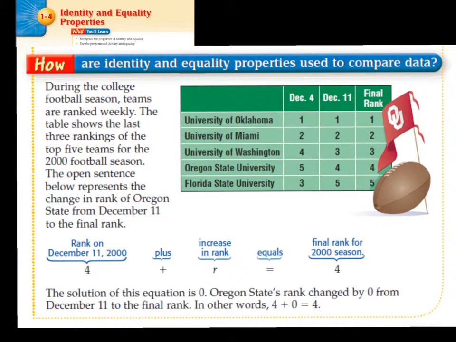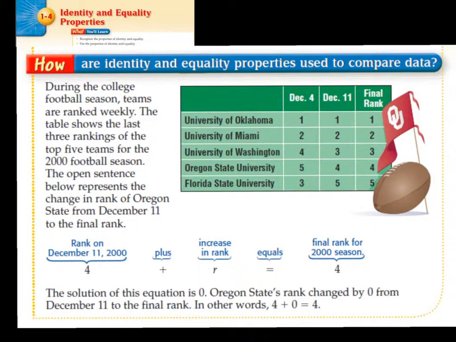During the college football season, teams were ranked weekly. The table shows the last three rankings of the top 5 teams for the 2000 football season. The open sentence below represents the change in rank of Oregon State from December 11th to the final rank.